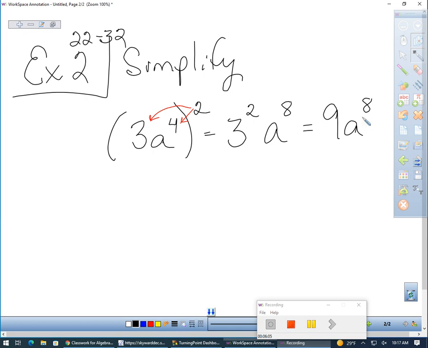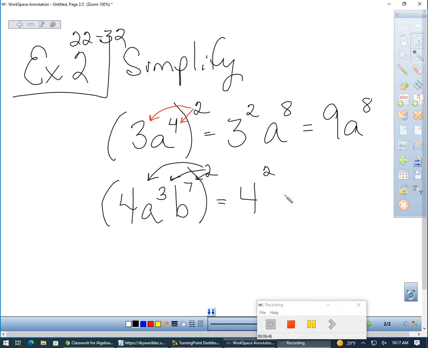All right, so let's try another one. How about if I have 4a to the 3rd, b to the 7th, squared. So we've got to give this 2 to everything inside our parentheses because it's a whole entire group. So that would be 4 to the 2nd, a to the 3rd raised to the 2nd.